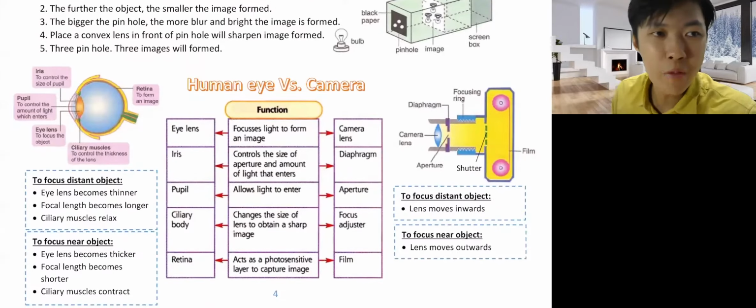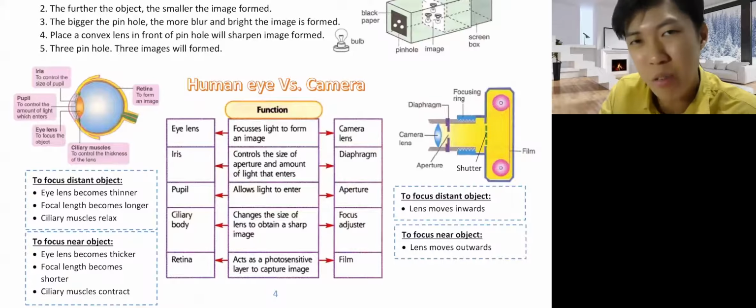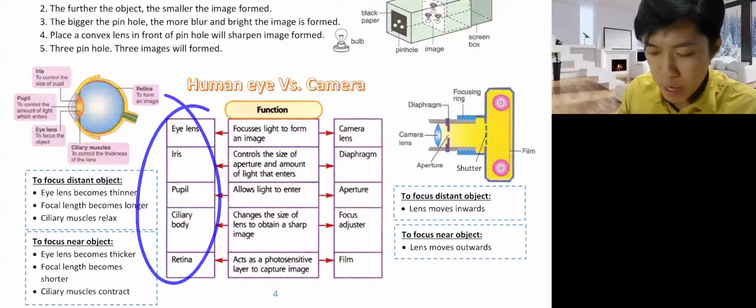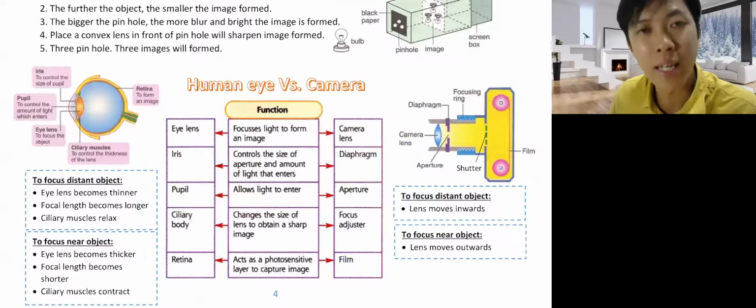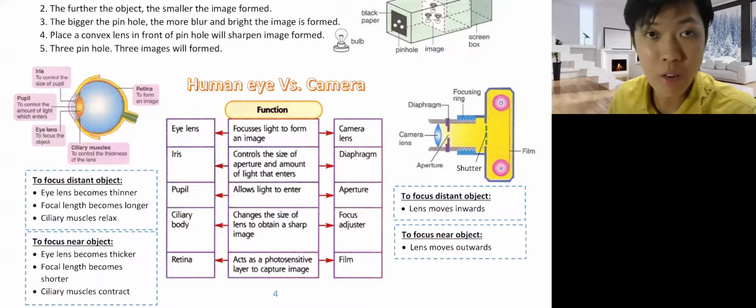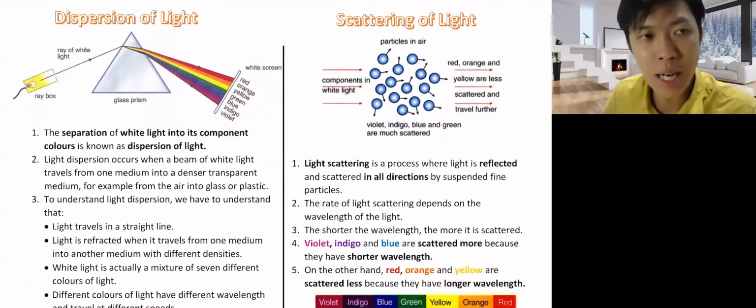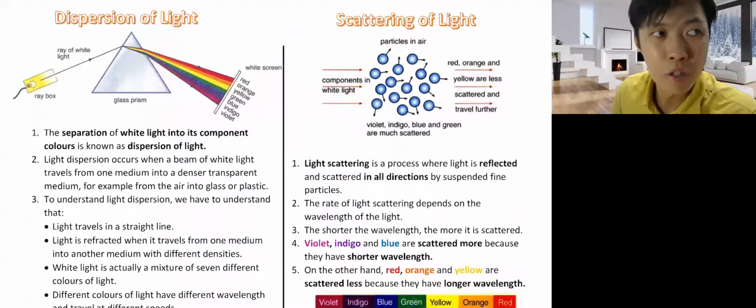Okay, human eye versus camera. Quite easy one. I just have to read through a bit. This is for objectives. Make sure you know which part of the human eye corresponds to which part of the camera, and of course, the function. Very easy one. I'll leave this to you. I will go to the last part for today.